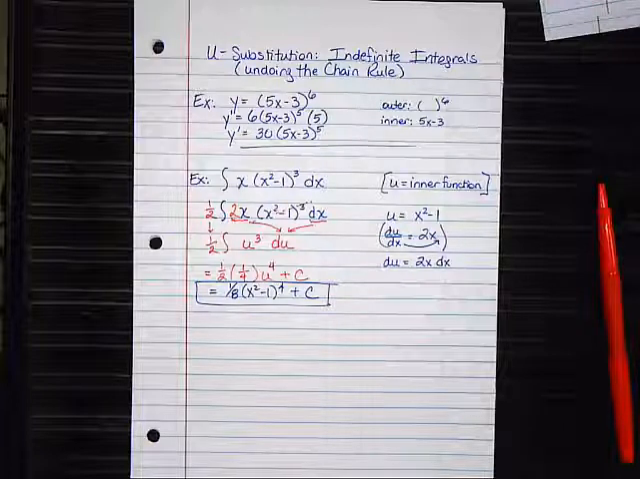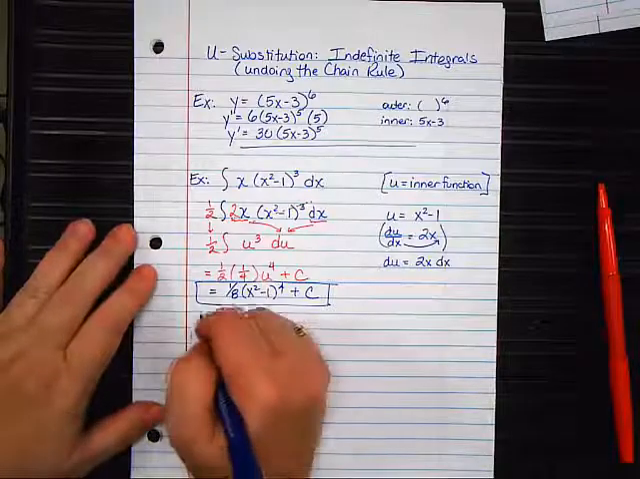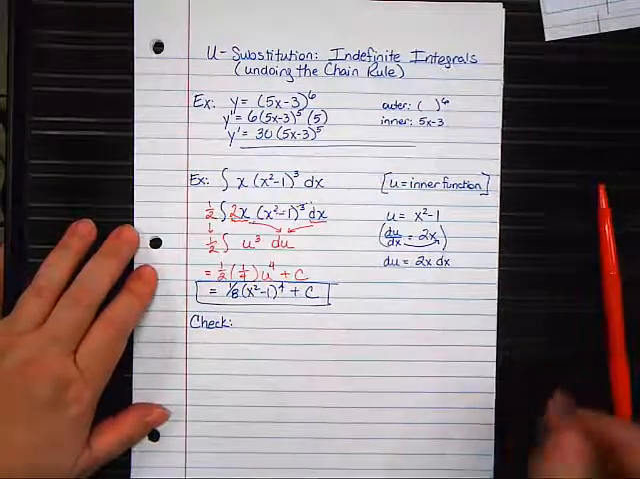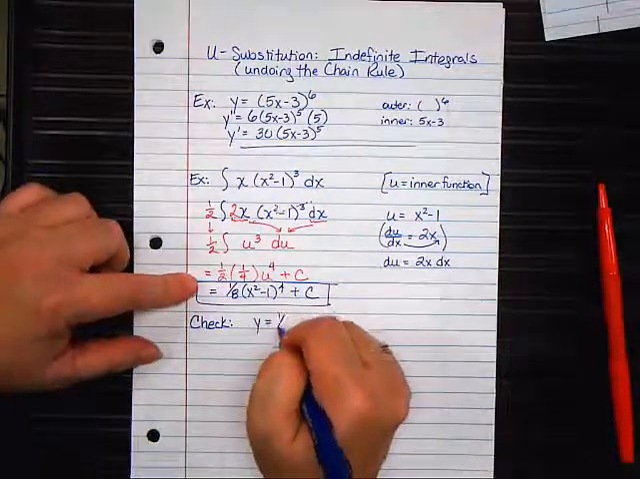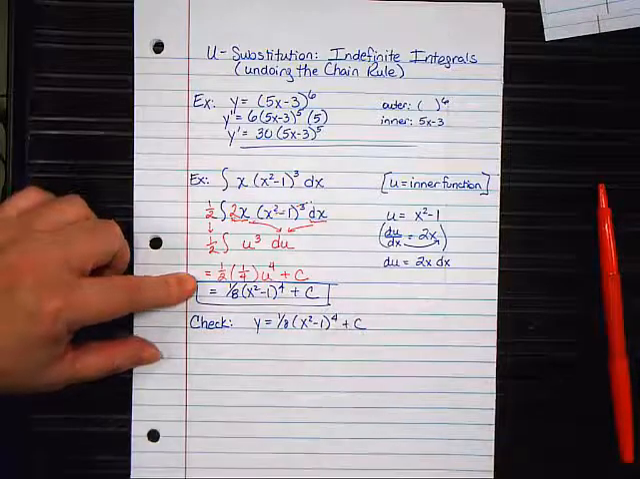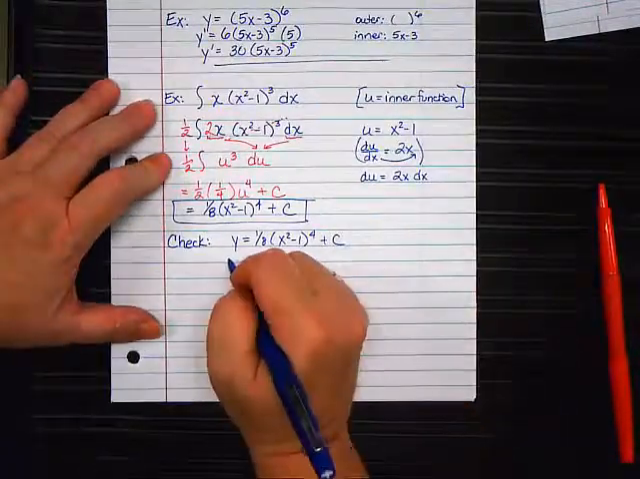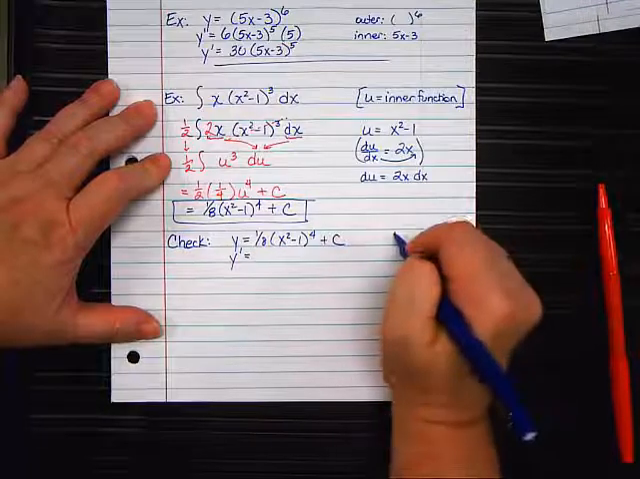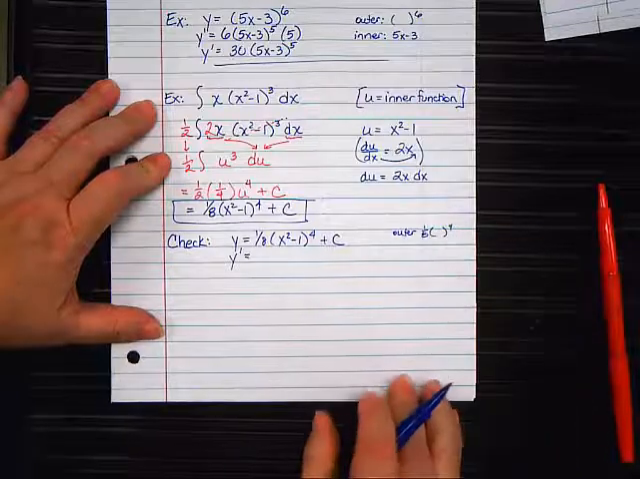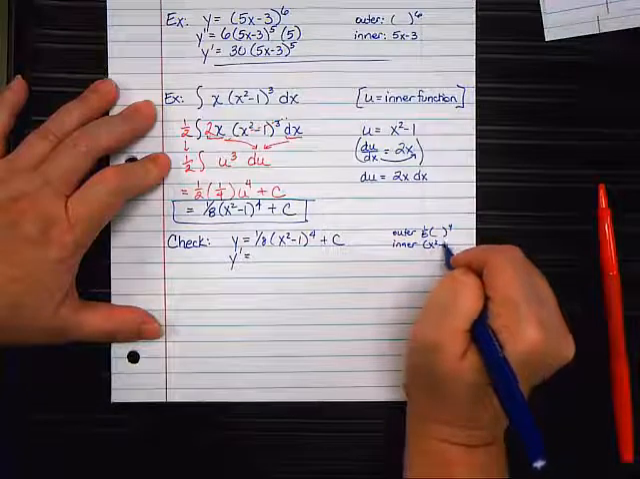Okay. For this very first problem, I want to check this to make sure I did it right. So, how do you check an antiderivative? Take the derivative. So I'm going to take this answer and make it an equation, y equals 1 eighth x squared minus 1 to the fourth plus c, and I'm going to take its derivative. For those of you who need it, the outer function is the 1 eighth and the parentheses to the fourth. The inner function is the x squared minus 1.